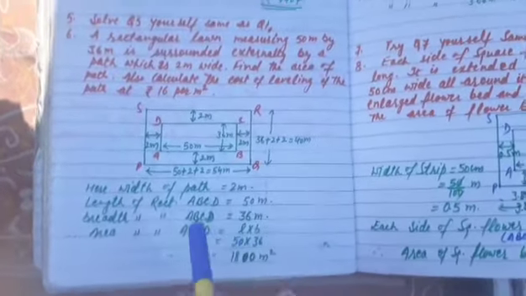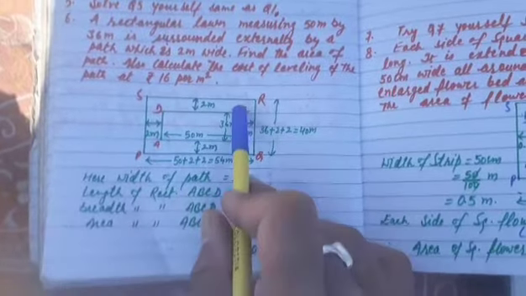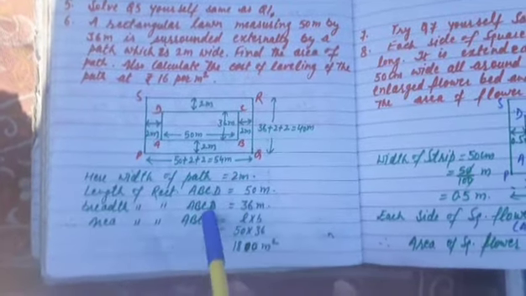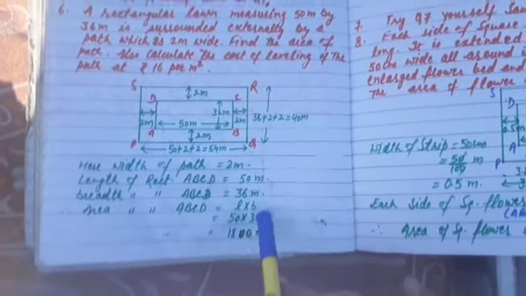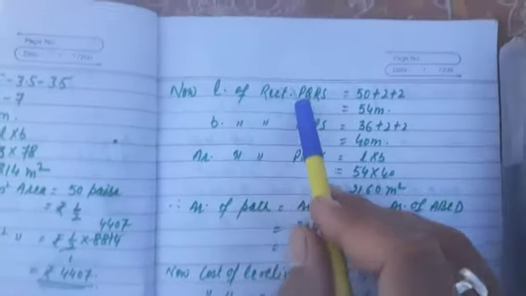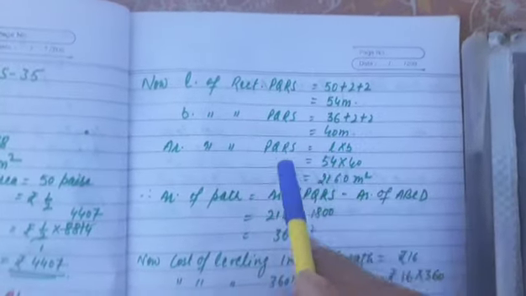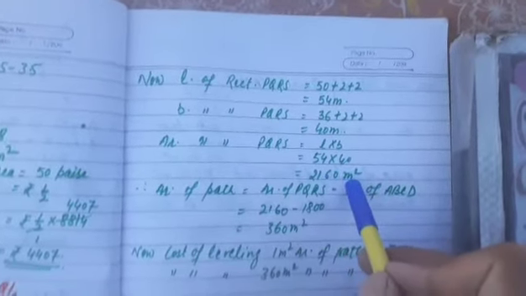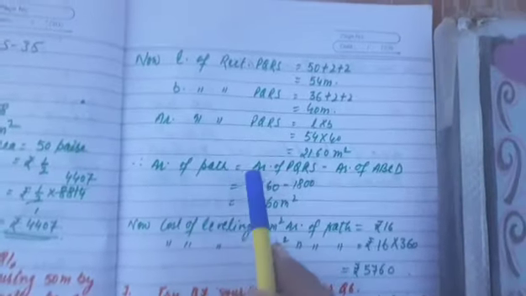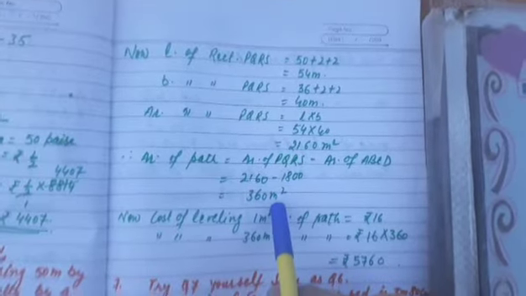So what is the area of this path? Firstly, the width of the path is 2 meter. The inner rectangle ABCD has length 50 meter and breadth 36 meter, so the area becomes 1800 meter square, that is length into breadth. Similarly, the outer rectangle PQRS has length 54 meter and breadth 40 meter. Therefore, the area becomes length into breadth, which is equal to 2160 meter square. Now the area of the path is the area of the outer rectangle minus the inner rectangle, that is 360 meter square.